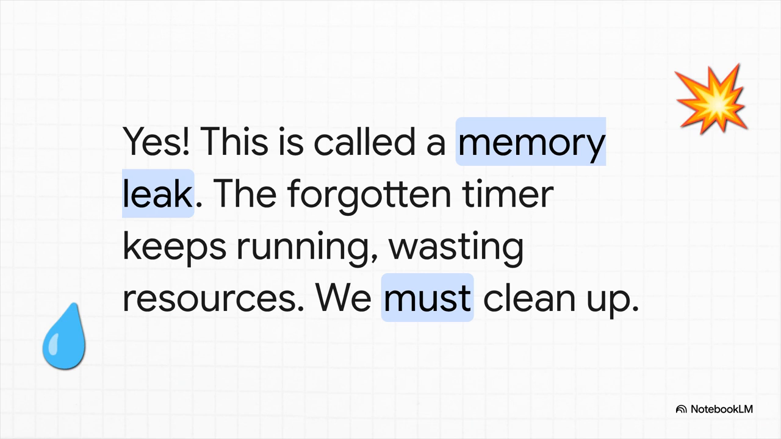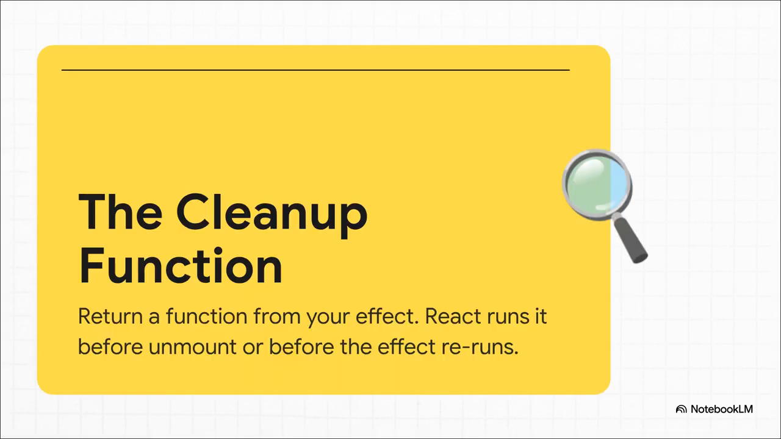It's called a memory leak. That invisible timer is still chugging along, eating up memory, taking up processing power. If you have enough of these phantom timers running, you can slow down and even crash your whole application. We have to clean up after ourselves. So, how do we fix it?